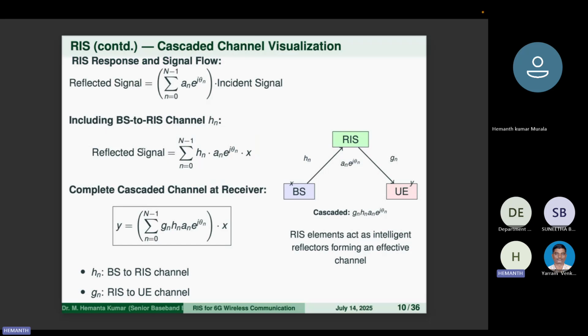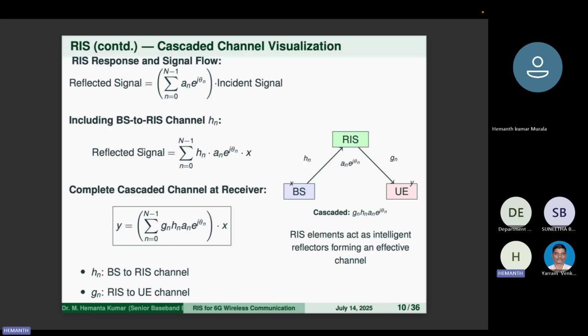So we can say the base station to RIS channel is h of n, and from the RIS to the UE the channel is g of n. So what is the reflected signal? x into h of n into the RIS response. Can you write this equation? The reflected signal is equal to the sum from n equal to 0 to N minus 1 of h of n into a of n e to the power of j theta n into x. X is my transmitted signal. So this is the reflected signal, from end to end transmission. Agree? Simple mathematics, there is no rocket science.